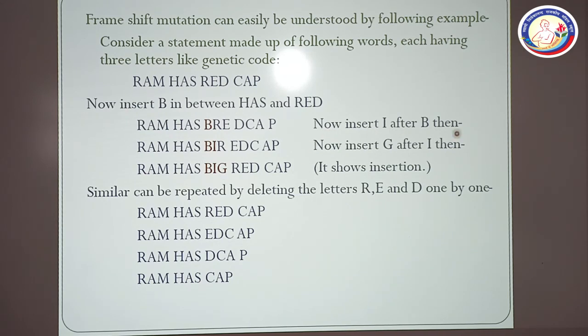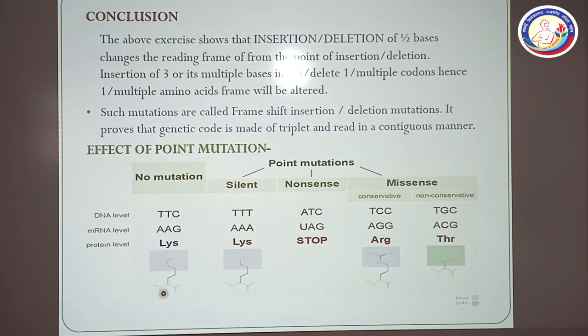Now insert I after B, now insert G after I, then it shows insertion. So Ram has big red cap. It means this insertion has changed the sentence. Similarly, it can be repeated by deleting the letters like RED one by one. Then what will you see? Ram has red cap, Ram has EDCAP, Ram has DCAP, and finally Ram has cap.